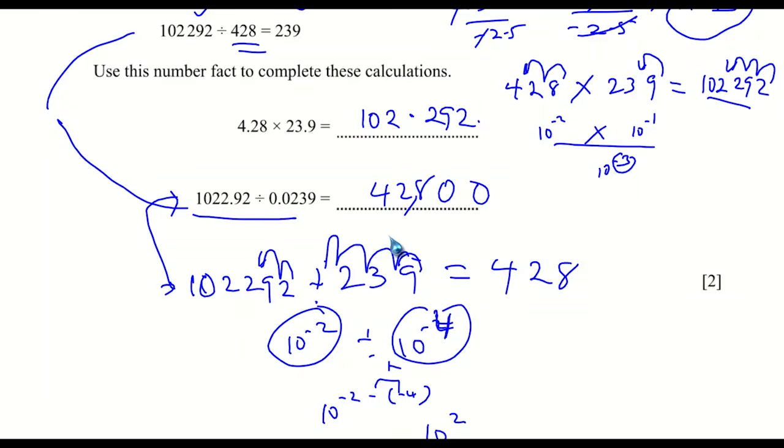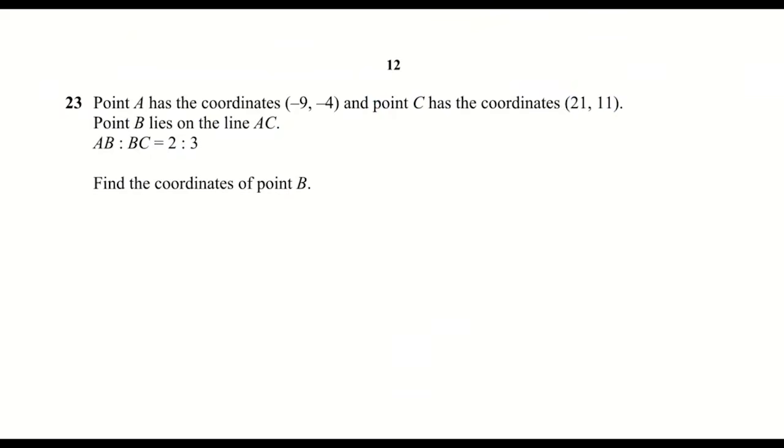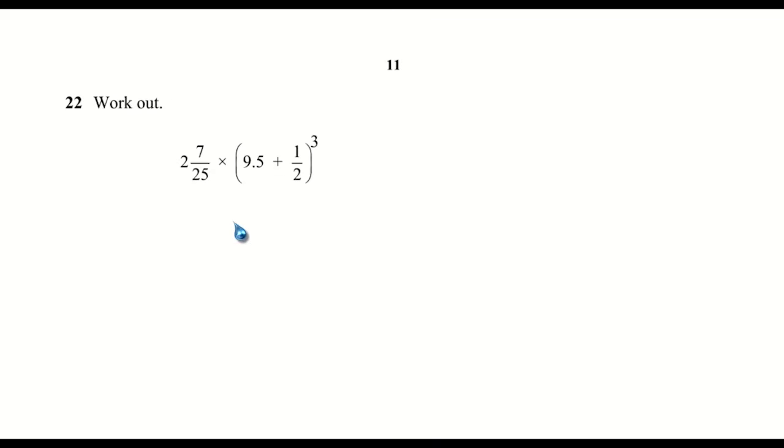42,800. Just like what I said earlier, I can easily do this without showing all this, but many students do get confused. So that is the major reason I have to show you this. Now let's go to the next question. That's question 20. I think I skipped a question. Question 22. So work out this.